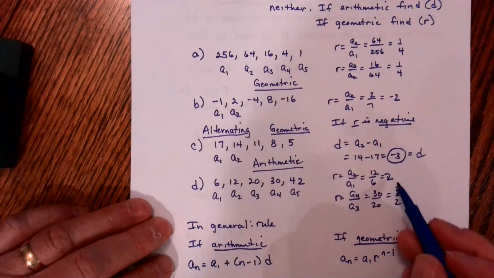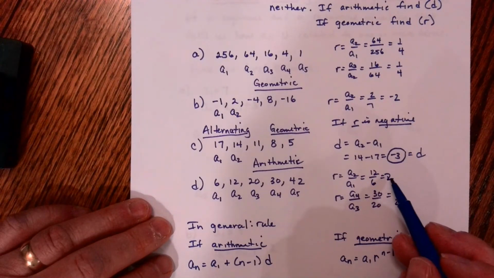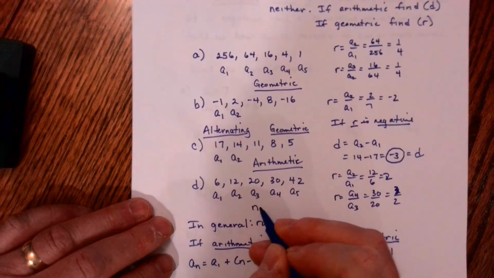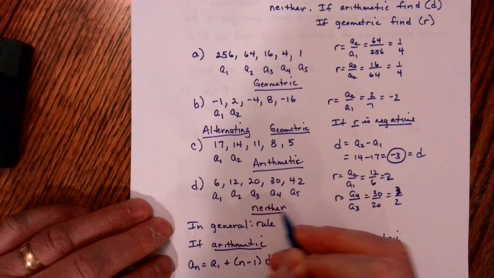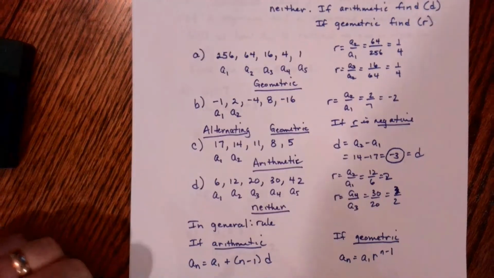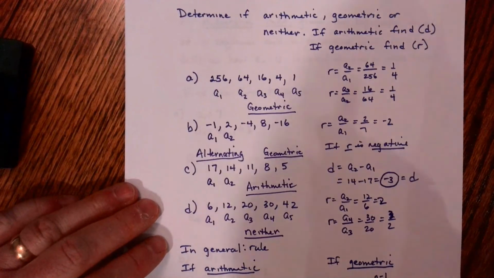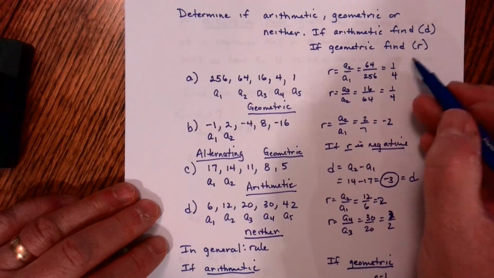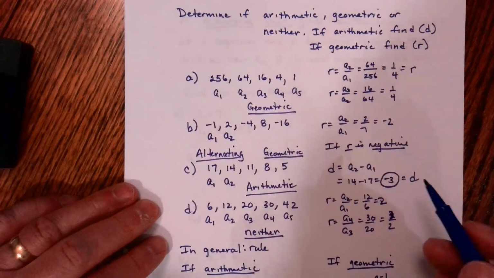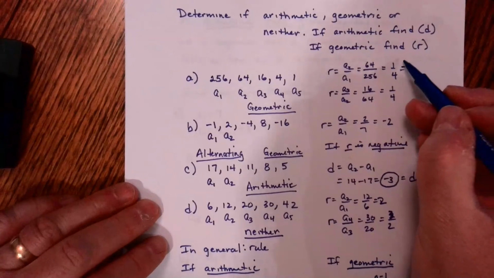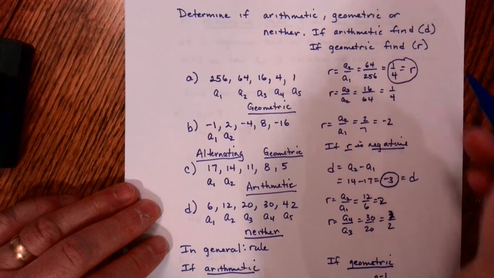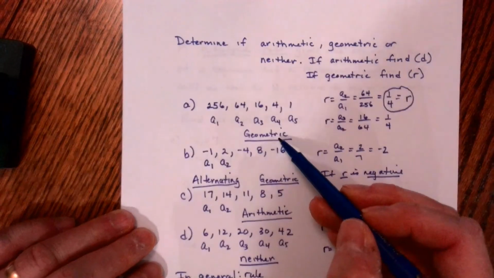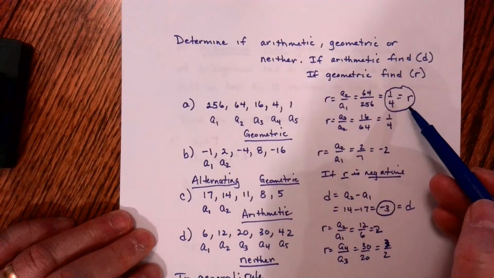These two don't match. I ended up with a ratio of 2 and a ratio of 3/2. So this is neither geometric nor arithmetic. Let's recap. If it's geometric, it should have a consistent ratio. In our first example, we calculated it as 1/4. So my R value was 1/4. We were asked to determine if it's arithmetic or geometric. We did, and we found the R value to support that.